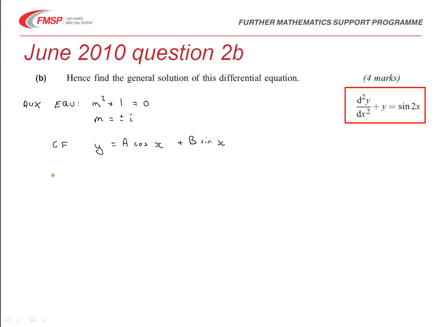Having got that result, we can then find the general solution, because the general solution is the complementary function plus the particular integral, and that was found in the first part, and so our general solution becomes a cos x plus b sin x minus, remember k was negative a third, so it's minus a third of the sine of 2x.